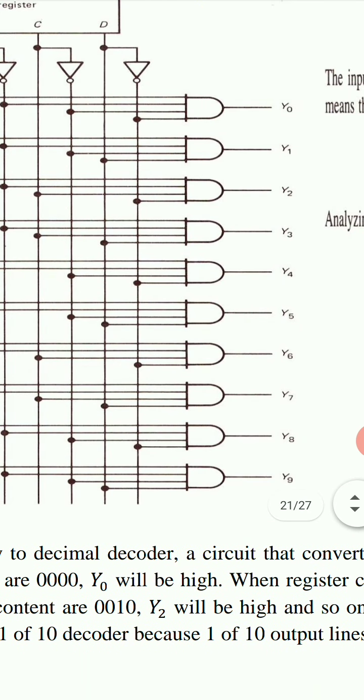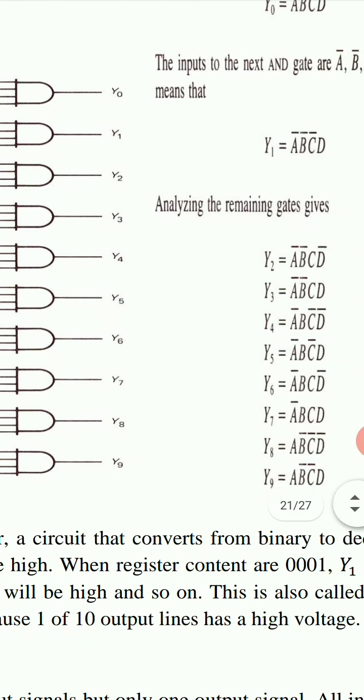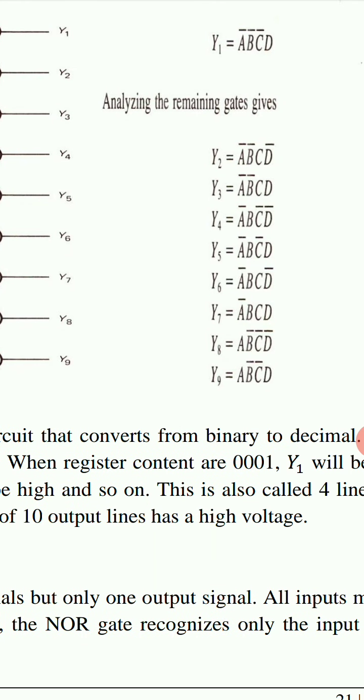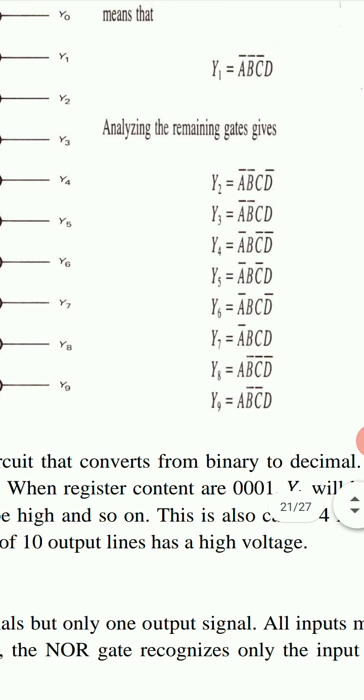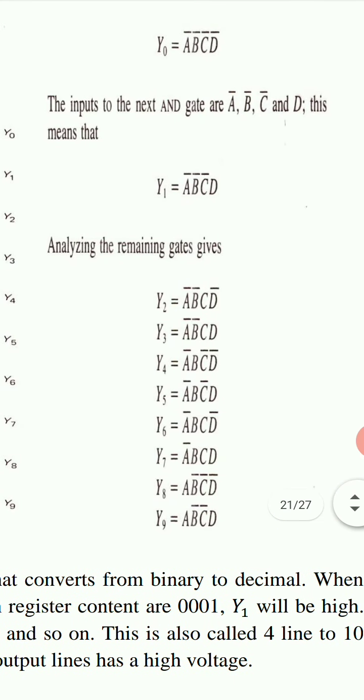Similarly, we can find the outputs of other AND gates Y1, Y2, Y3, and these are given as Y1 equal to A bar, B bar, C bar, D, Y2 equal to A bar, B bar, C, D bar, and so on up to Y9. These are 10 AND gates, and we have 10 outputs from Y0 to Y9, and these 10 outputs are given by these relations.